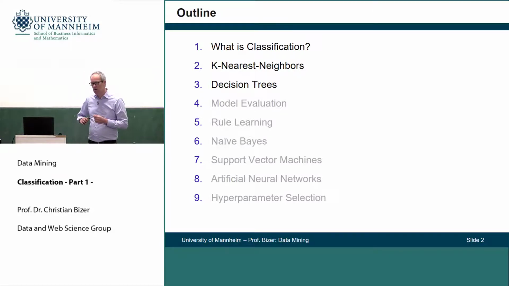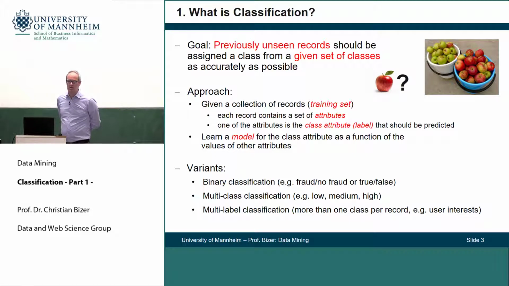Good, but let's start. What is classification? Previously unseen records. As read, previously unseen, so basically things that are outside our training set should be assigned a class from a given set of classes. So we know what we want. We want to classify apples into these 2 types of apples. Here we have an unseen apple, and basically the algorithm should learn a model that is very good at assigning unseen instances to these given classes.